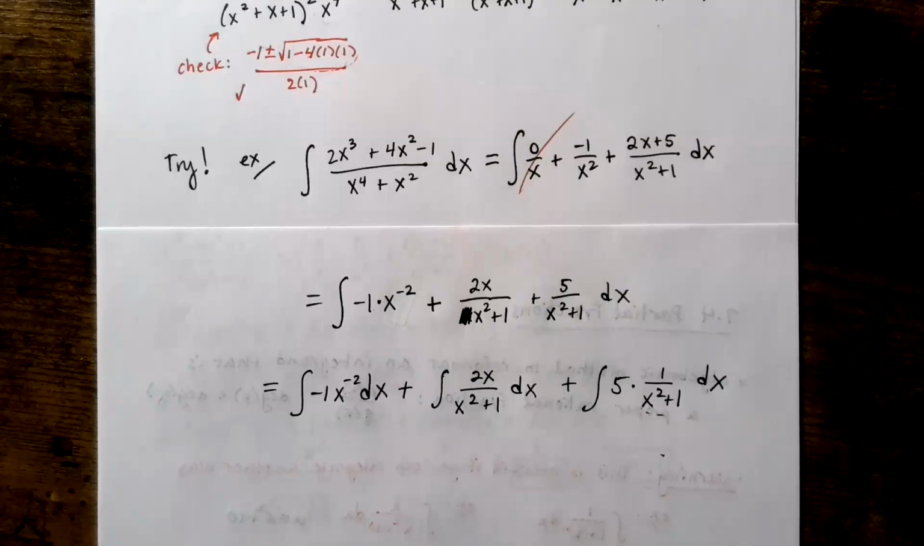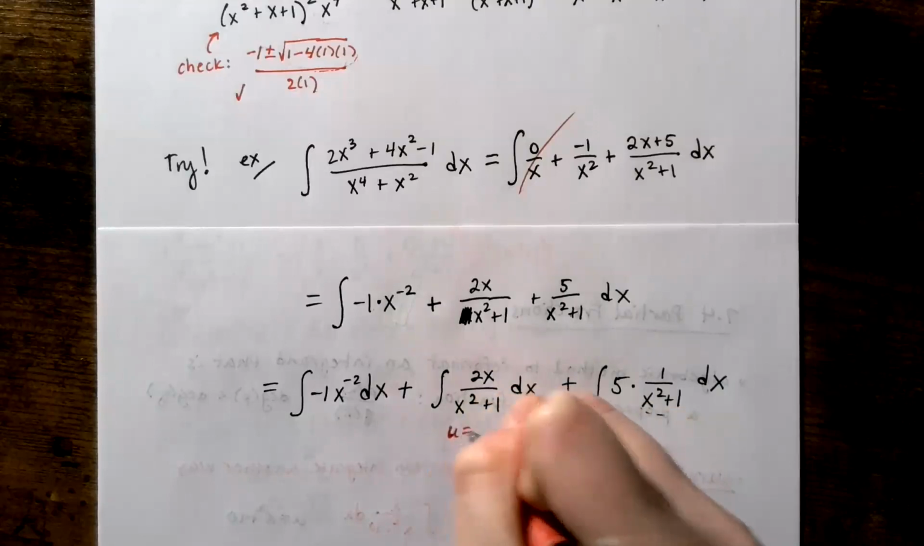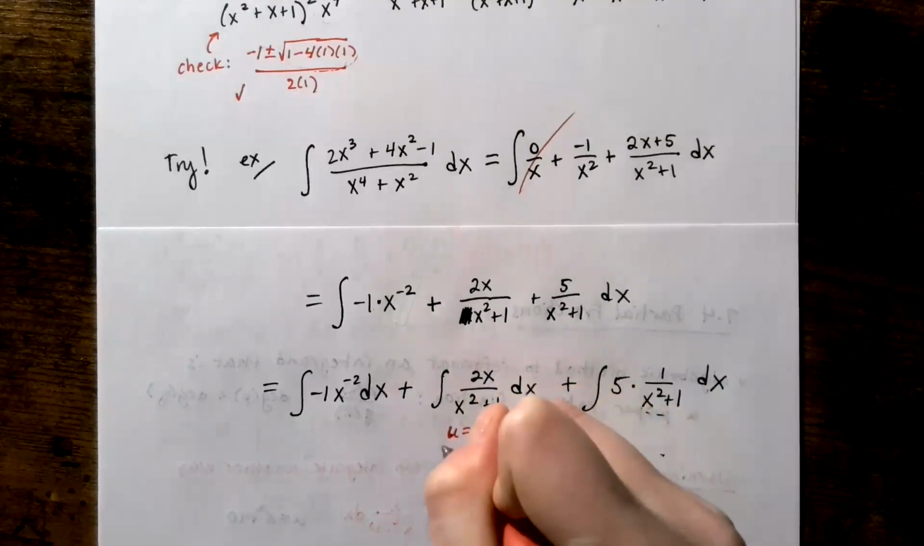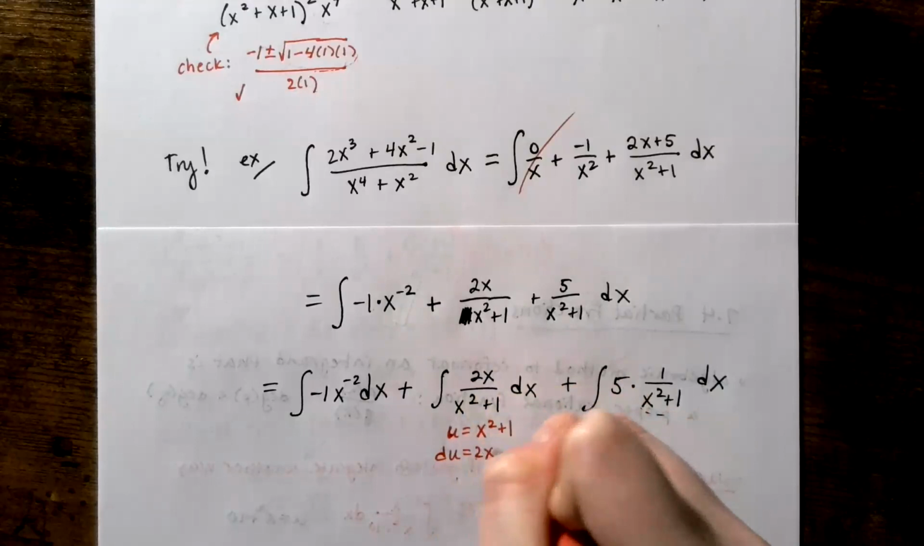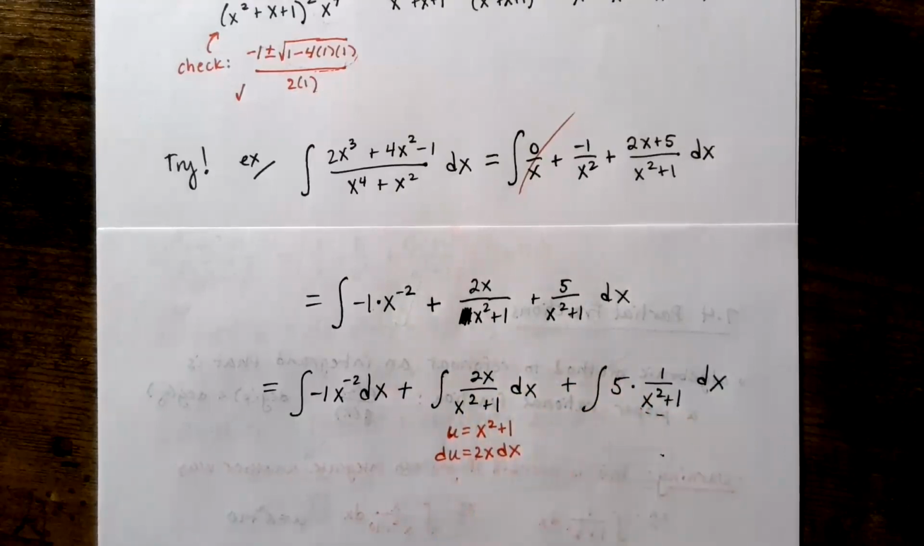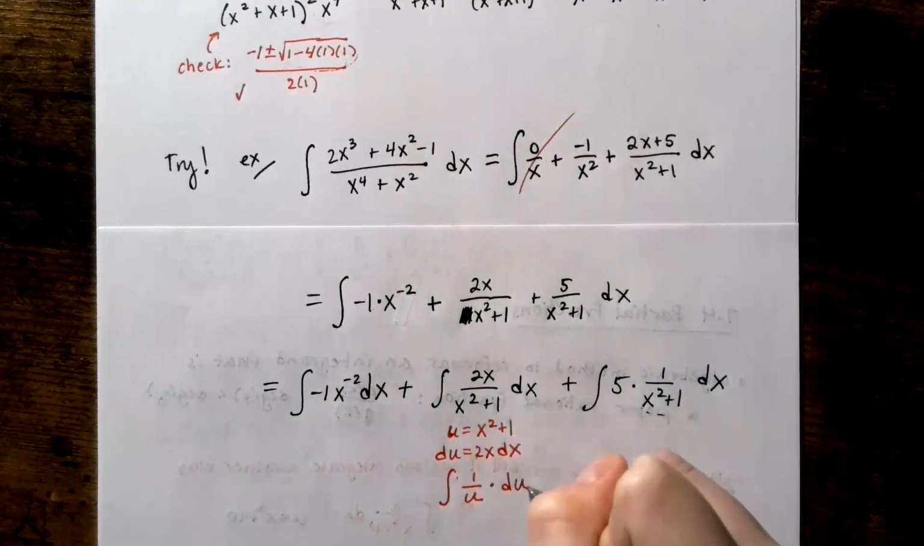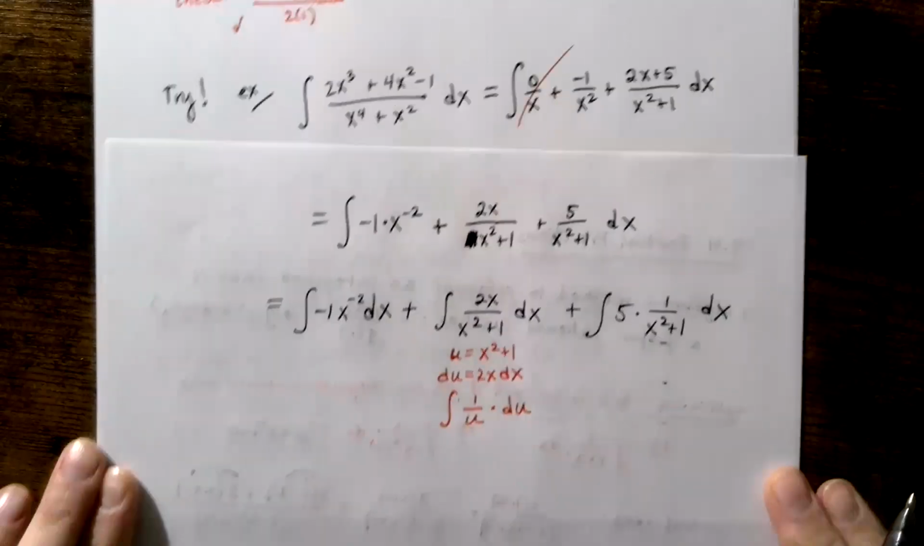We can do a u substitution where u equals that denominator. So this whole integral in the middle becomes 1 over u. That's the 1 over x squared plus 1. And then the 2x dx right here is a perfect swap for our du. Okay, so we're ready to go here.